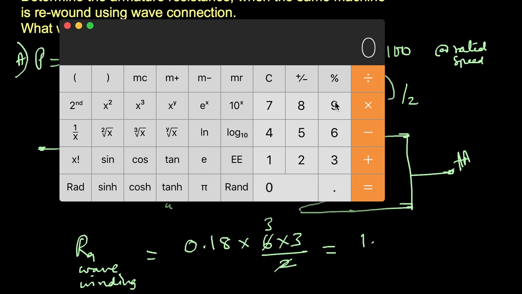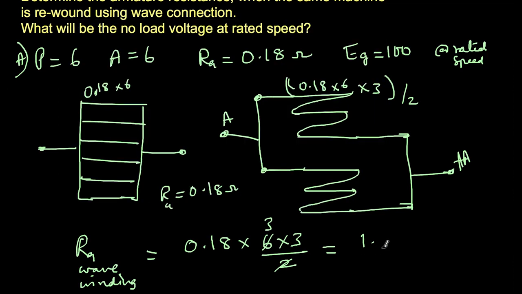Once again, 0.18 into 9. So 1.62 ohms is my new RA value.